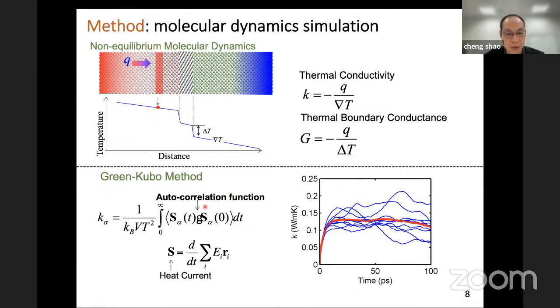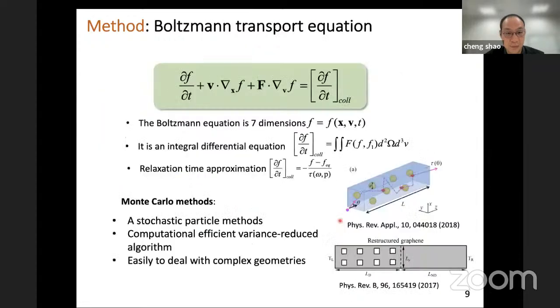Another commonly used method is called the Green-Kubo method, which is based on the fluctuation-dissipation of the heat flux in the system. If we do the autocorrelation of the total heat flux in the system based on the Green-Kubo formula, we can get the total thermal conductivity of the system. One thing we need to keep in mind is that we need to do a lot of ensemble averaging to get converged thermal conductivities of the system.